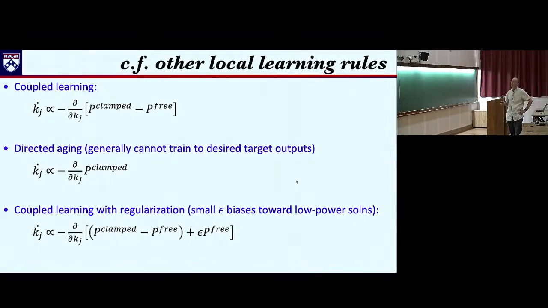Again, here's a coupled learning rule for updating conductivities. And Andrea mentioned another local learning rule that she's worked on with Sid Nagel and Nidhi Pashine, which is directed aging. Just to look at it directly and compare and contrast, the directed aging rule is just to update the edge conductivity based on minimizing the clamped power. So it's not the difference, it's not a cost function, you're just trying to drive the clamped power to zero. Or in the mechanical case, minimize the mechanical energy, which is what their spring networks did.